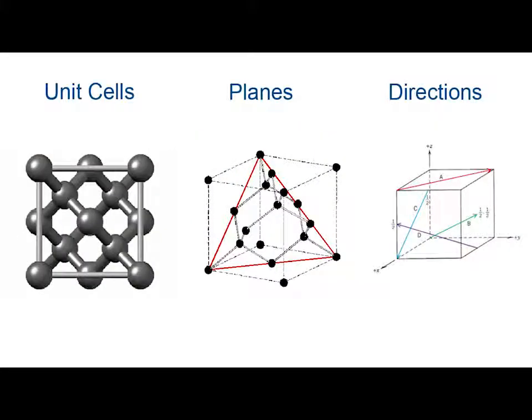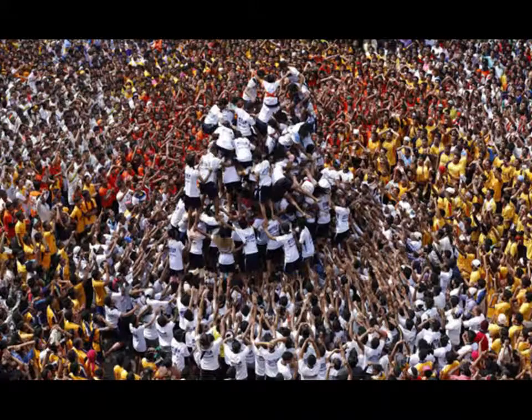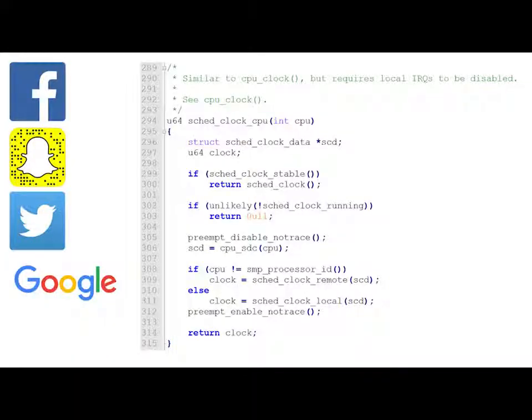In this video, we're going to talk about unit cells, planes, and directions. What we're going to look at in this video might seem really basic, but the basic things are really important because they allow you to create a foundation that lets you do really cool things later on. So just as an example, let's say you wanted to create the next Facebook or Snapchat, Twitter, or Google. You're probably thinking, I'm a high school student, there's no way I could do that.